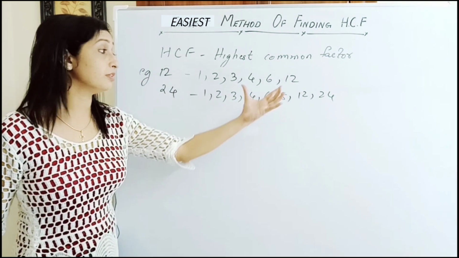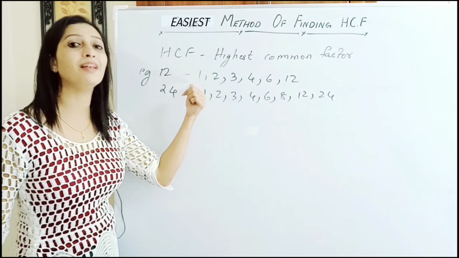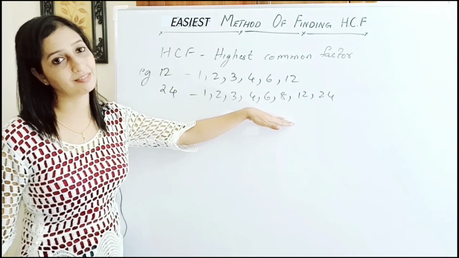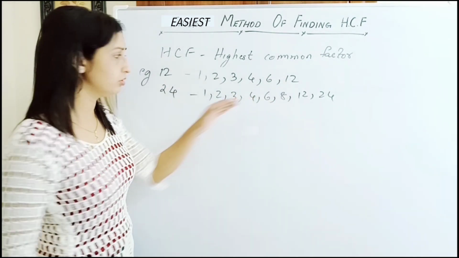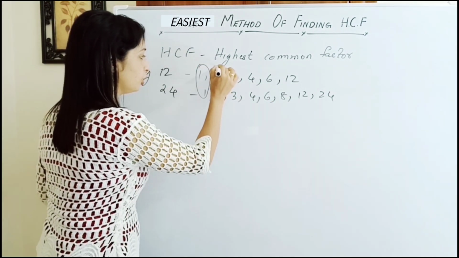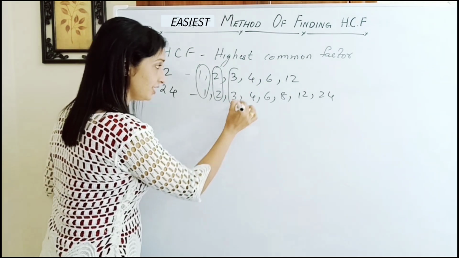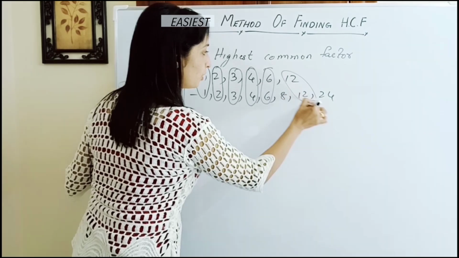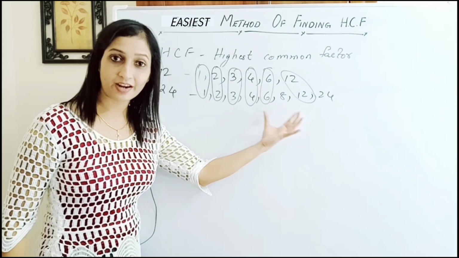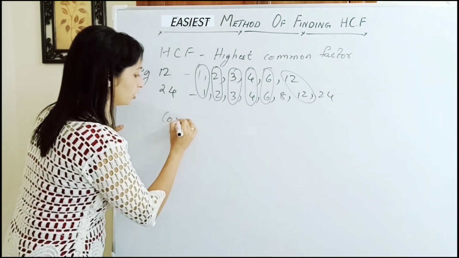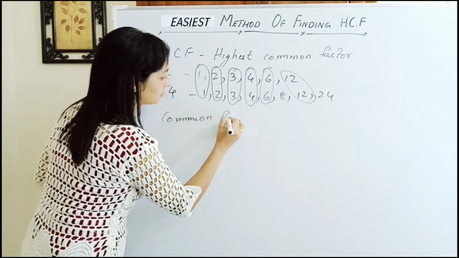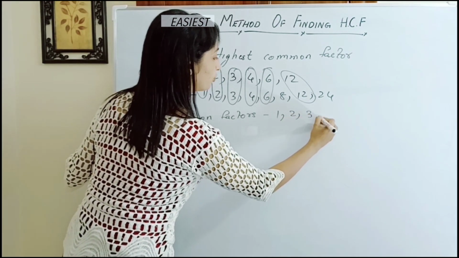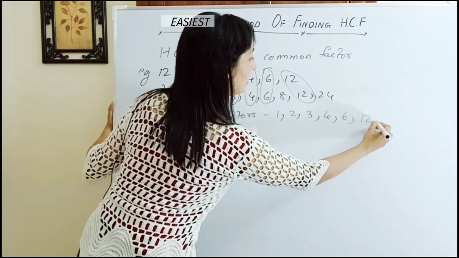So now I have written the factors of both the numbers 12 and 24. Now you need to find out what is common in both these factors. Which are the common numbers in both? 1 is common, 2 is common, 3 is common, 4 is common, 6 is common and 12 is common. So let us write the common factors down. The common factors are 1, 2, 3, 4, 6 and 12.